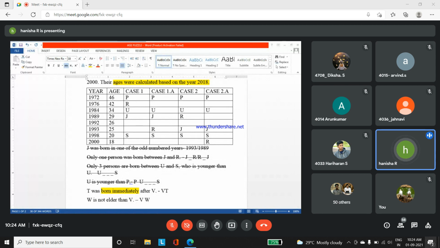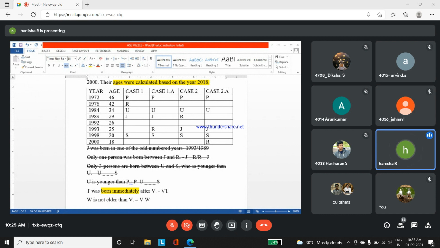A word immediately, which means, as I said, only 1 year difference is there between B and T. So if you look at the ages, between 72 and 76 you have 4 years difference. Between 76 and 84, you have 8 years difference. Between 84 and 89, you have 5 years difference. Between 89 and 92, you have 3 years. Between 92 and 93, you have 1 year. Between 93 and 98, you have 5 years, and between 98 and 2000, you have 2 years.